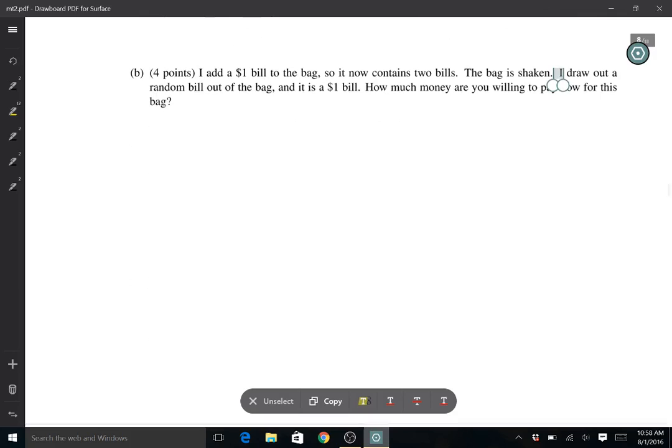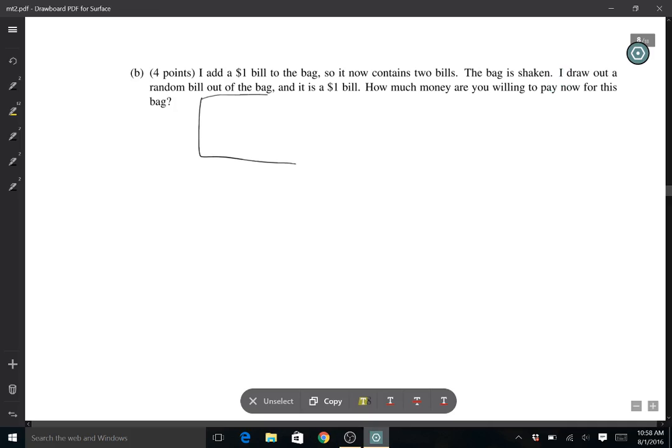Okay, for part B, I added a $1 bill to the bag, and then it contains 2 bills. The bag is shaken. I drew out a random bill out of the bag, and it's a $1. How much money are you willing to pay for this bag now? So basically, what's the expected amount of money in the bag now. So here you have $1 that you just put inside, and another thing you don't know what it is.